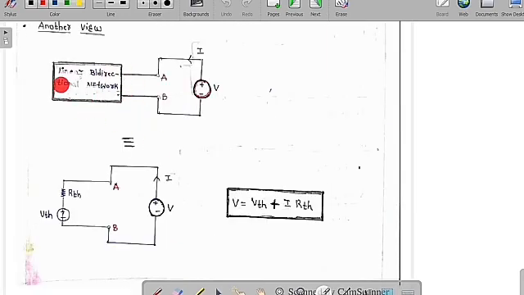Suppose there is some linear bilateral network with terminals A and B. For these terminals we apply some external voltage V, and the current passing through is I. I can replace this complex circuit by a Thevenin voltage VTH and Thevenin resistance RTH. Now I can write the KVL equation, and I get V is equal to VTH plus I into RTH. So this circuit is now simplified into this circuit, and overall the behavior will be the same.